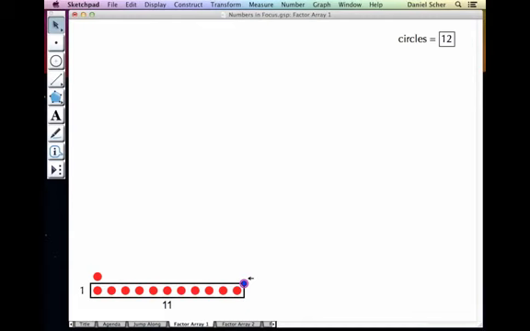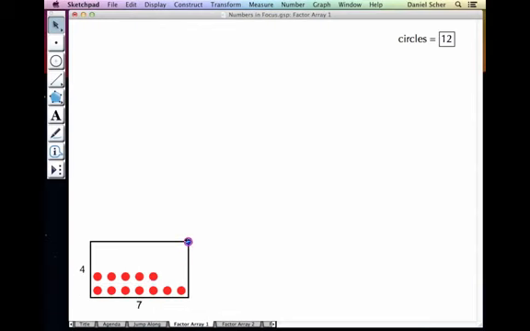As I drag this point, the positions of the dots change, but the number of dots stays the same. There are always 12. So I can move this frame around, and students can look at ways that they can create rectangular frames that enclose the entire set of 12 dots. For instance, here we have a 2 by 6 array.